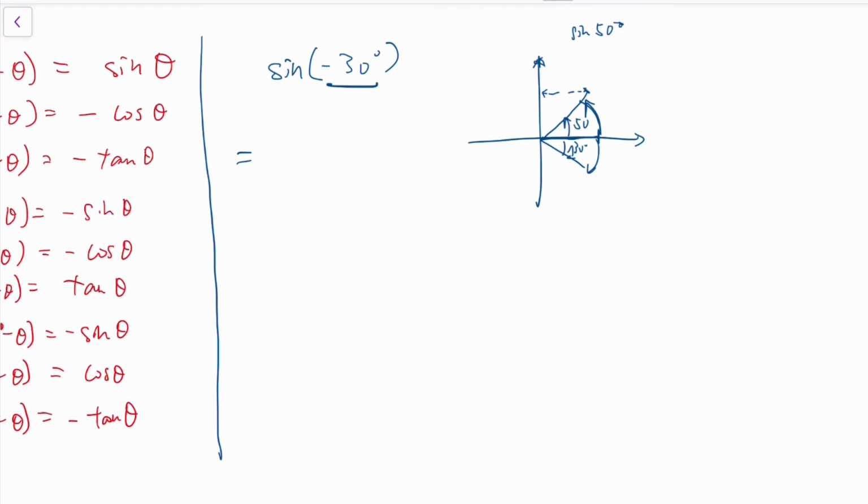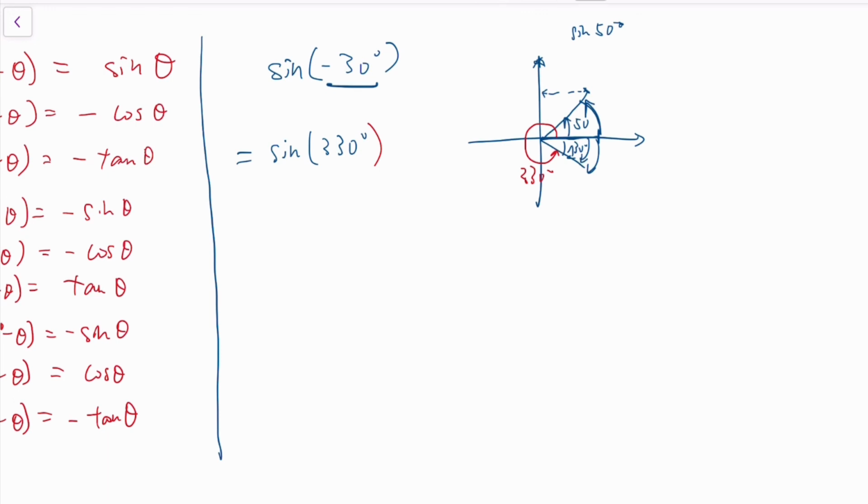Now, due to this, it shouldn't be difficult to see that sine negative 30 is the same as sine 330. Because if you go this way 30 degrees, that's the same as going this way 330 degrees. You end up at the same location. And if you're at the same location, then your x coordinate and y coordinate must be the same, and hence the sine value and cosine value must still be the same.